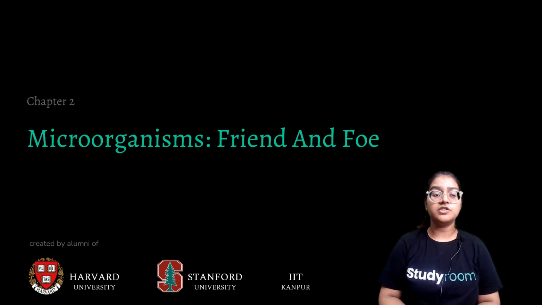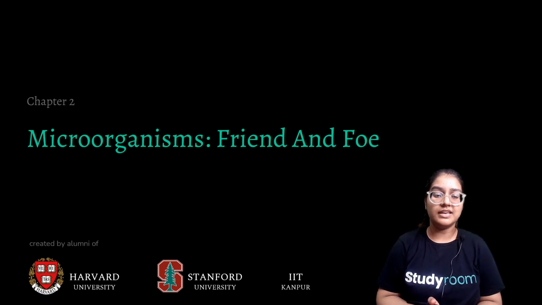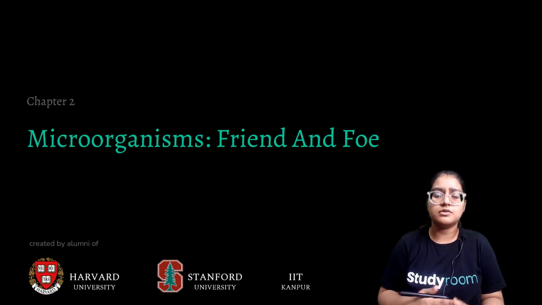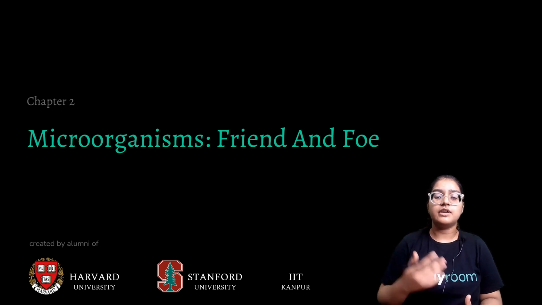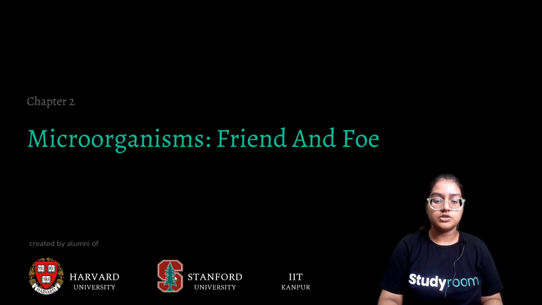We did our chapter one, which was crop production and management, and today we'll be talking about chapter 2, which is Microorganisms: Friend and Foe. Friend means the person who stays with us, and foe is the enemy, the person who causes harm. Since we are discussing friend and foe, we'll be discussing the good microorganisms and bad microorganisms. So let's begin.